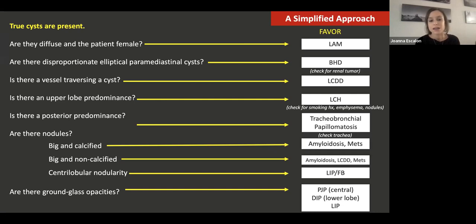Are the ground glass opacities lower lobe predominant? Think of DIP. Look for coexistent emphysema and a smoking history. That's a pretty long smoking history or a high number of pack years. And of course, LIP can have ground glass opacities associated with the cysts as well.